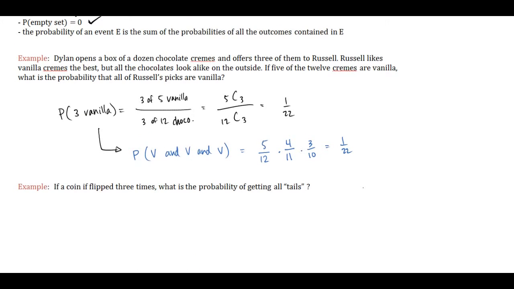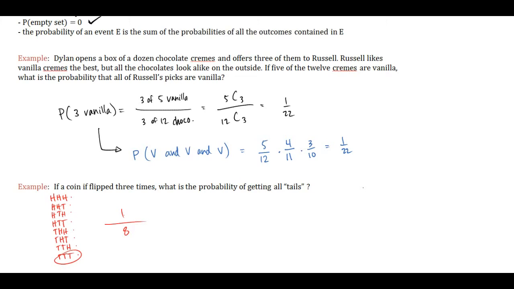So what about this? If you flip a coin 3 times, what's the probability of getting all tails? Well, you got a couple options again. You could write out all the possibilities. I could get heads, heads, heads. Heads, heads, tails. Heads, tails, heads. Heads, tails, tails. Tails, heads, heads. Tails, heads, tails. Tails, tails, heads. Or last but not least, tails, tails, tails. Look at that: 1, 2, 3, 4, 5, 6, 7, 8. So there's a total of 8 outcomes. And how many are all tails? Just one of those outcomes.